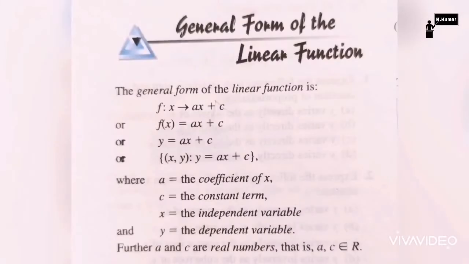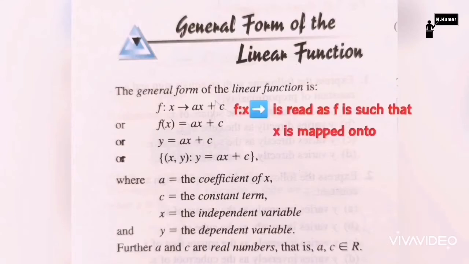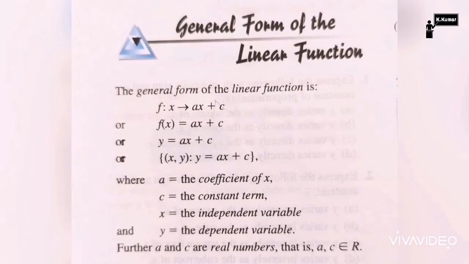In this lesson, we'll be looking at linear functions. But before we get into linear functions, let's look at the general form of a linear function. The general form of a linear function is f is such that x is mapped onto ax plus c. The colon means such that, and the arrow means onto. So when you're reading it, you say f is such that x is mapped onto ax plus c.